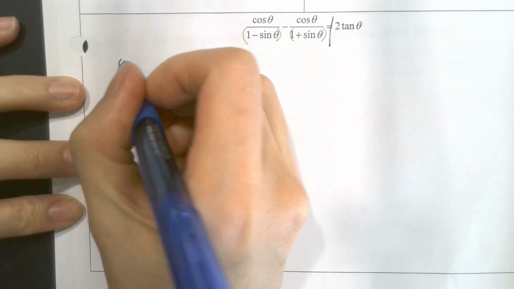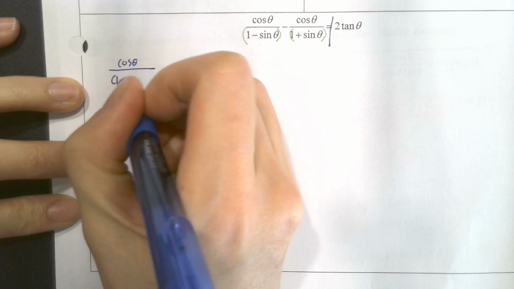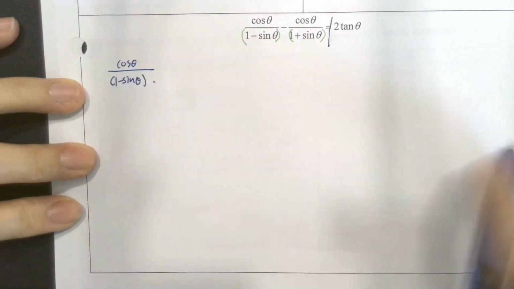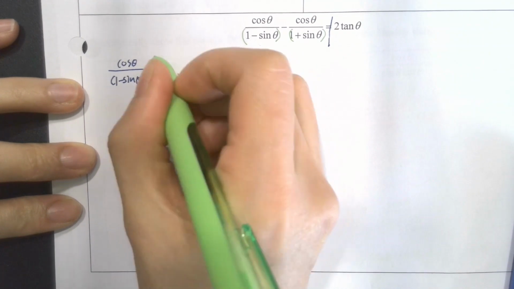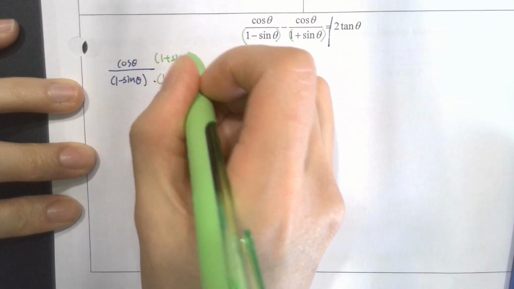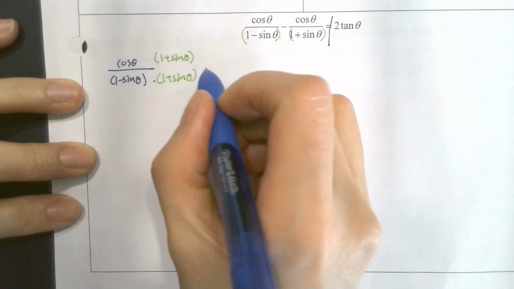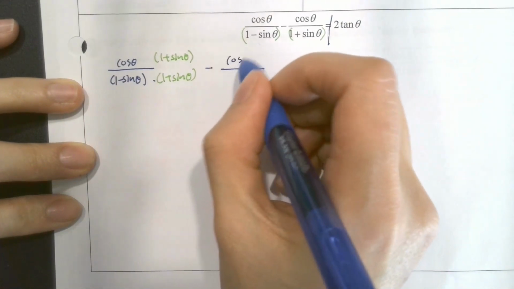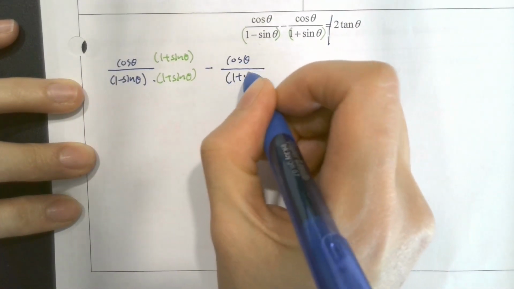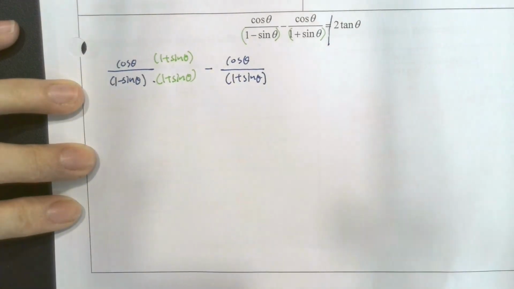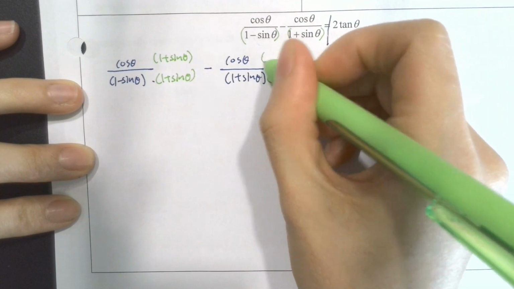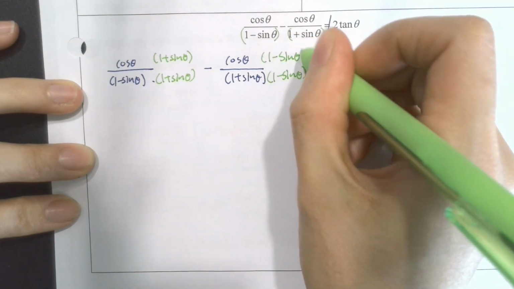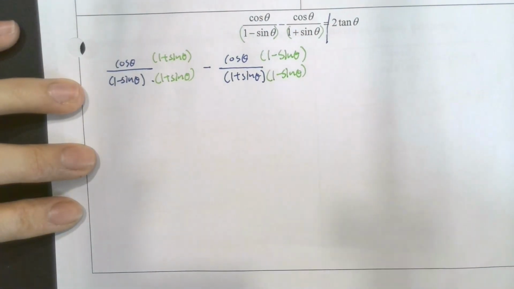So cosine theta over 1 minus sine theta is the original. What are we multiplying to the first one? 1 plus sine theta top and bottom. Minus the original one was cosine theta over 1 plus sine theta, and to the second fraction we are multiplying 1 minus sine theta top and bottom. Okay, it's a lot of writing, but we got this.